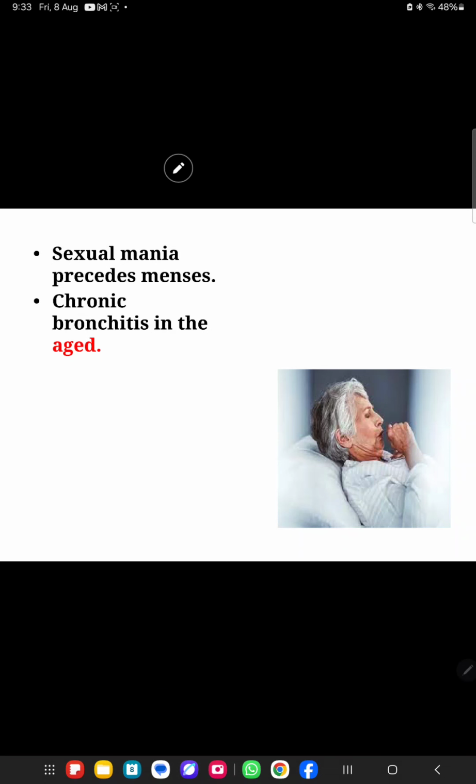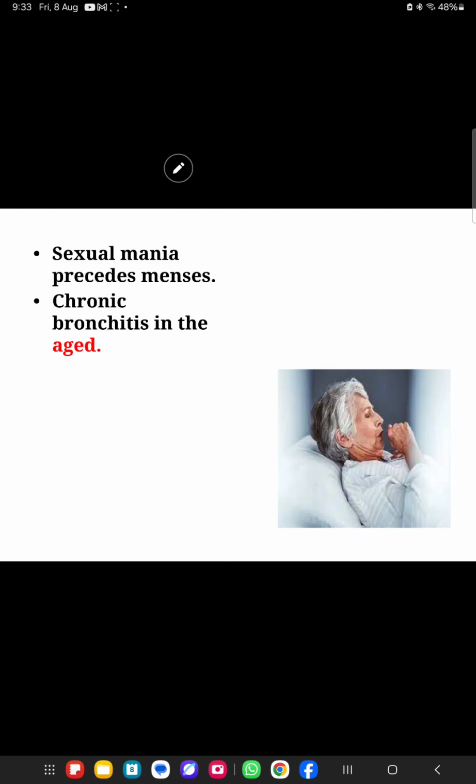Sexual mania precedes menses. If we talk about the sexual sphere, there is a violent sexual mania characterized by lasciviousness, resulting in nymphomania if the patient is female, but if the patient is male, there will be satyriasis, and so much sexual excitement that it leads to the menses. So sexual mania precedes the menses.